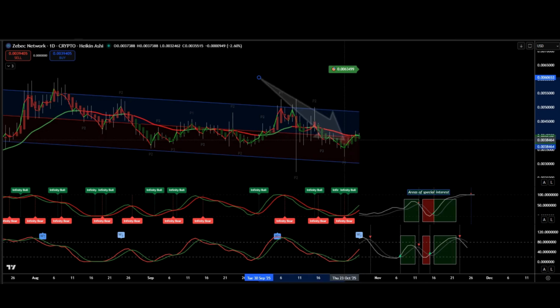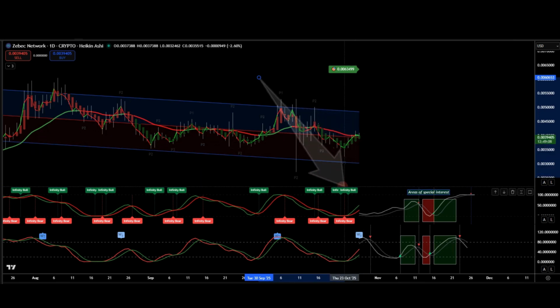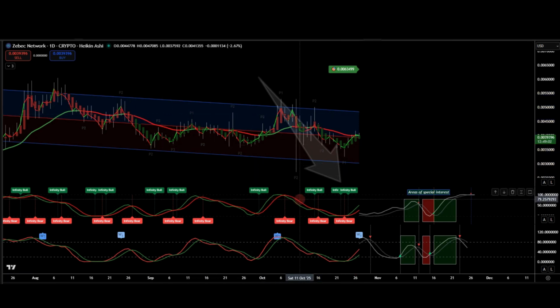Now, the infinity signal was never designed to predict direction. Its primary goal is to forecast the time of confluence, the window when %K and %D momentum lines align across multiple timeframes. When these confluence points cluster together, it often precedes major market moves, up or down.